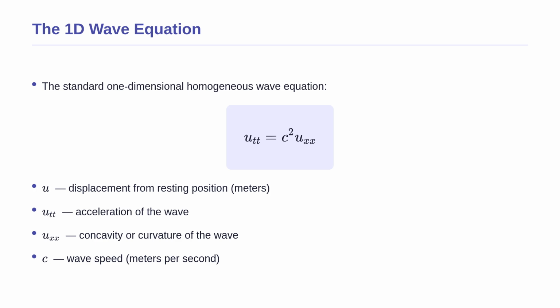If the constant c increases, the wave travels faster. Physically, this means a stiffer string or a lighter material will cause the wave to zip across the medium much more rapidly.